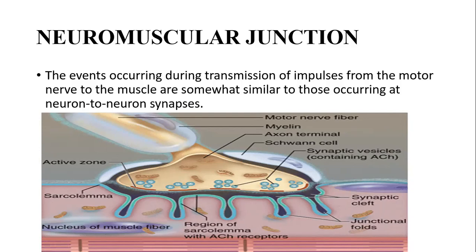All right. Then there's a space between these two adjacent cells. You can see between the muscle and the neuron there's a space here, and this is known as the synaptic cleft. And as you go to the muscle, you can see this is known as the sarcolemma.